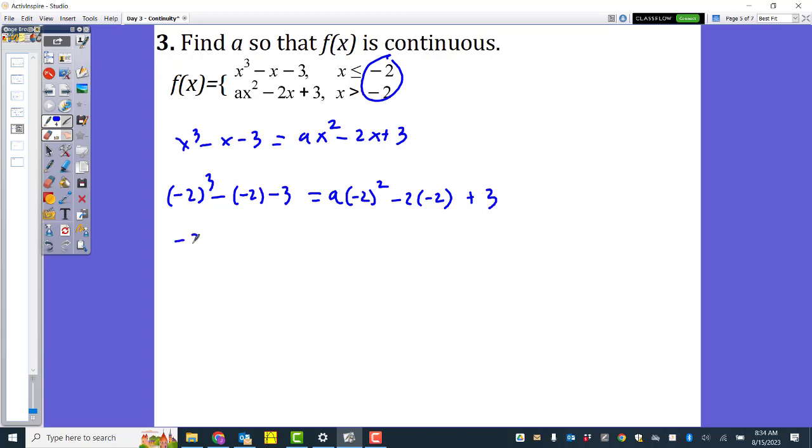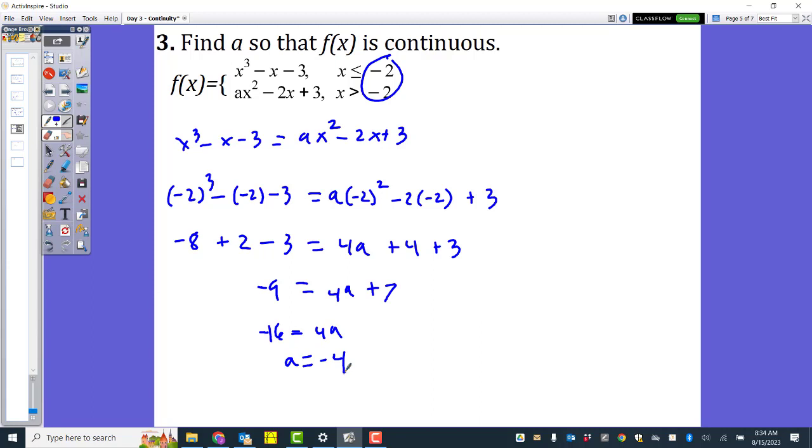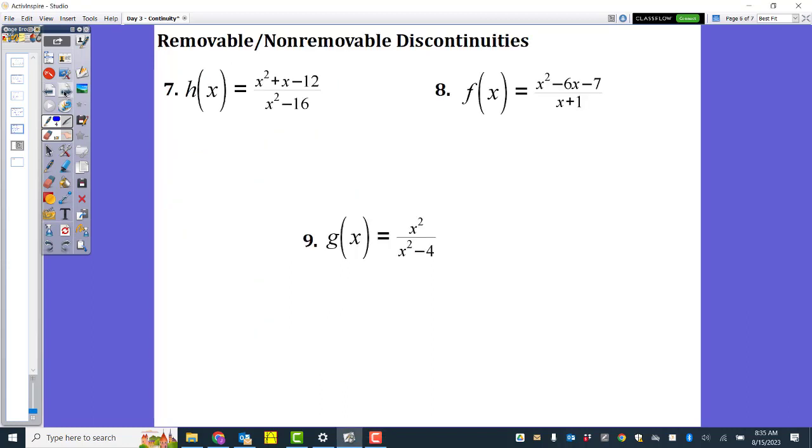So this is -8 plus 2 minus 3 equals 4a plus 4 plus 3. So it's -6 minus 3 is -9 equals 4a plus 7. Subtract the 7, -16 equals 4a, a equals -4. And there we go. We found a so that f of x is continuous. All right, moving on to the next one.